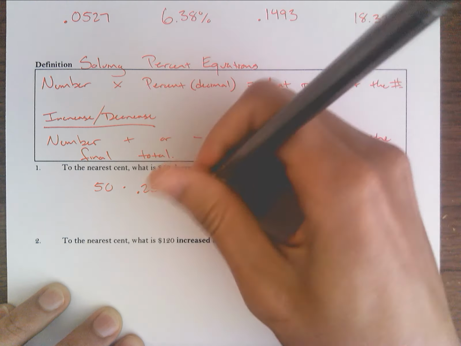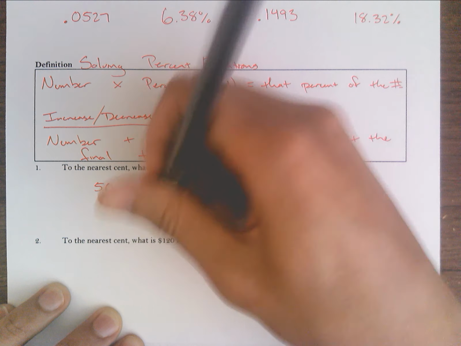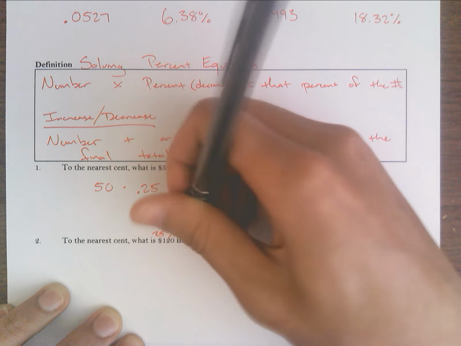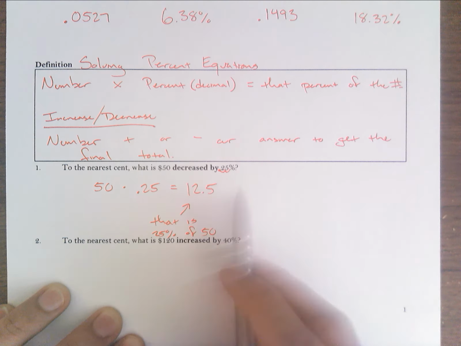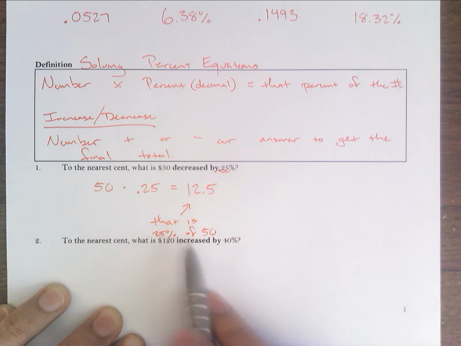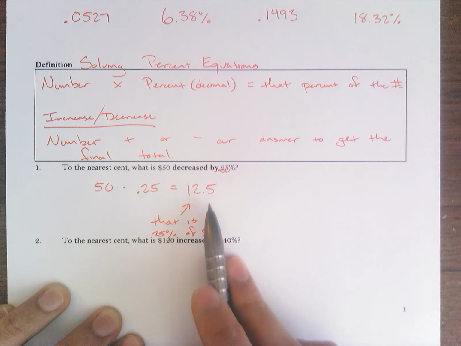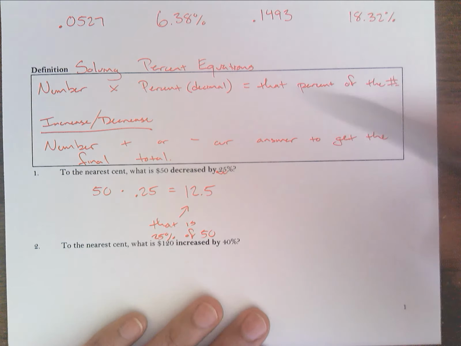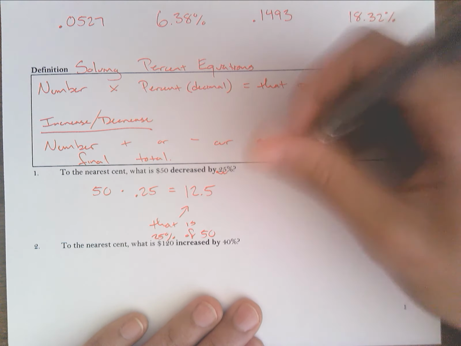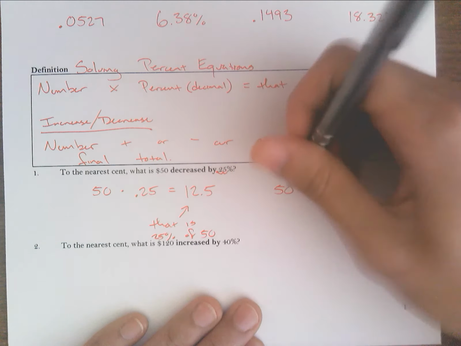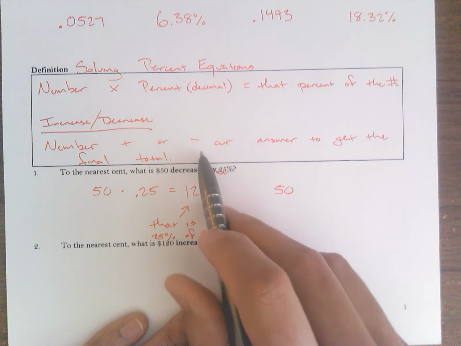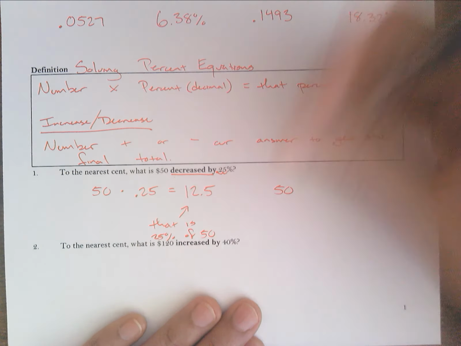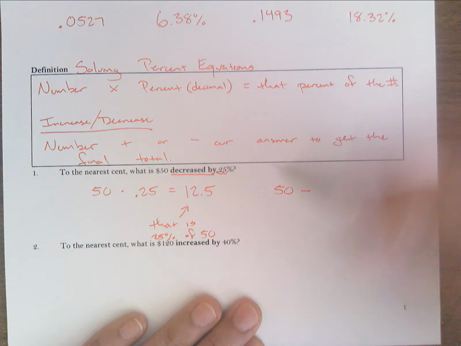And one thing to note, this 12.5, this is 25% of 50. So this is not the decrease by 25%. This is saying 12.5 is 25% of 50. So it's not saying how much after we decrease 25%. So that's what we have to find out. So now we take our number, plus or minus. Well, how to determine whether it's plus or minus? This one says decrease by. So using what we know, we're subtracting our answer here, 12.5.